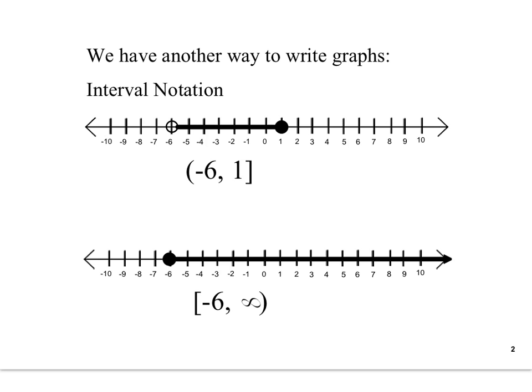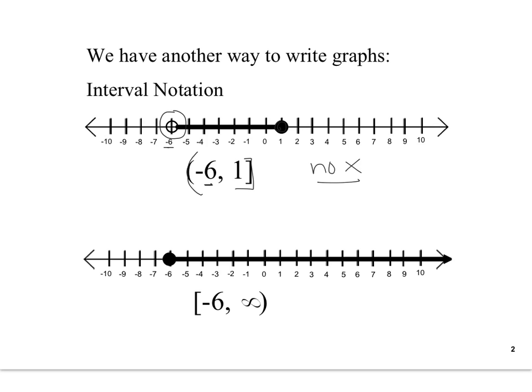So this one starts with the -6. It's an open circle, so it's a parenthesis. And it goes to 1, so it's a square bracket. So it's just another way to write those same things. It's just a different way. So notice there is no x. No x or y or anything is used. We simply state all the numbers that work.